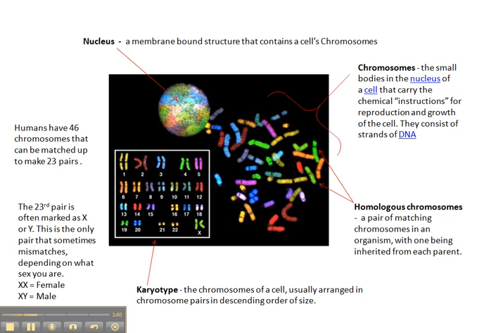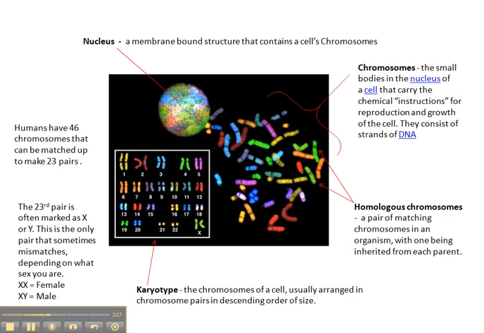So here's a little pair there. You can see that those two green ones match up, these two orange ones match up, these big yellow ones match up, and basically that's what we do when we create a karyotype. Here, we match up our 46 chromosomes into 23 pairs, and then we lay them out, and that helps us study them. So a karyotype is the chromosomes of a cell usually arranged in chromosome pairs in descending order of size.